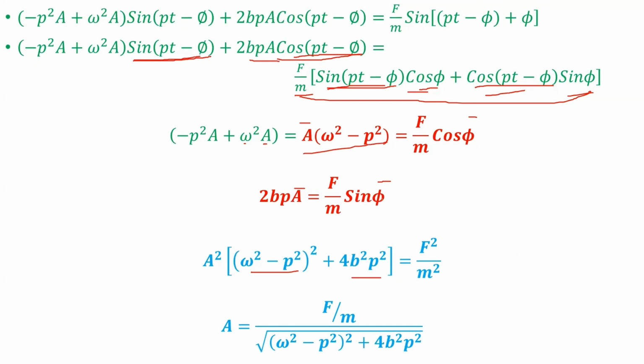To find the value of phi, now I will divide the second term by the first term here. Then f by m will cancel. Sin phi by cos phi is tan phi. Tan phi equals 2bpa by a into omega square minus p square. So then a will be cancelled. Then tan phi equals 2bp by omega square minus p square.